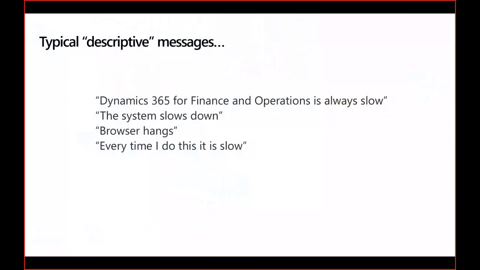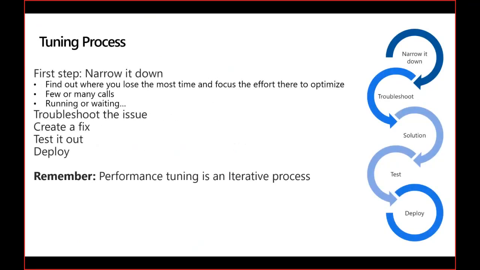Typically, when users complain about performance, we get, and you probably know this, a very descriptive message, something like: Dynamics 365 for finance and operations is always slow, the system slows down, the browser hangs. These are typical messages. Now, how do we start from there? We have to start somewhere with a tuning process.